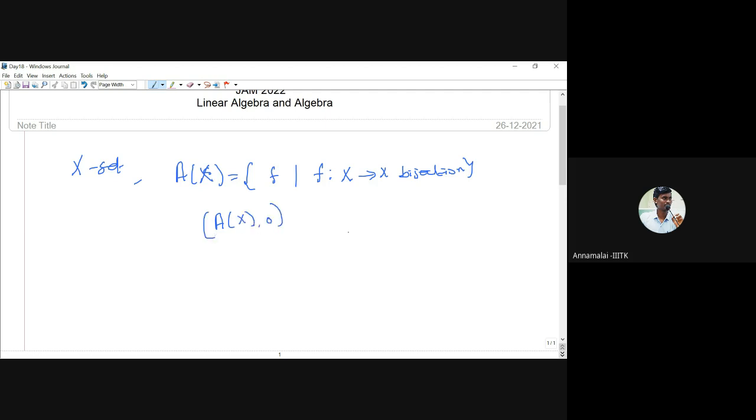So what do we mean by composition? Take two functions f and g in the set A of X, that is, both f and g are bijections. Then the composition is defined by f composition g at a point x is nothing but f of g of x. So this is the composition of two functions. With respect to this composition operation, this forms a group, and this group is called a symmetric group.